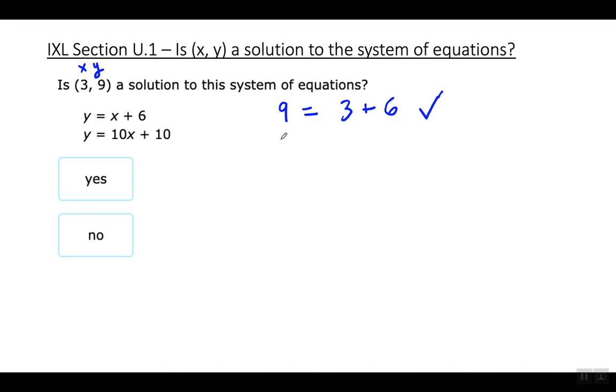On the bottom equation it'll be 9 equals 10 times 3 plus 10. No, on the bottom it does not work.